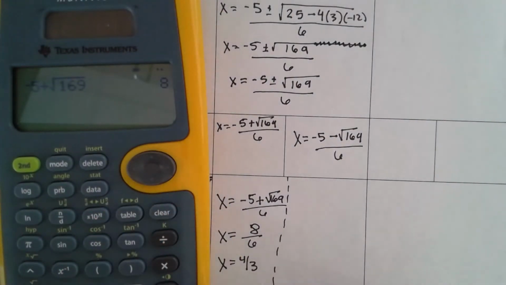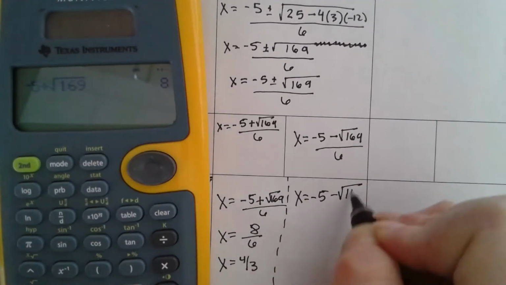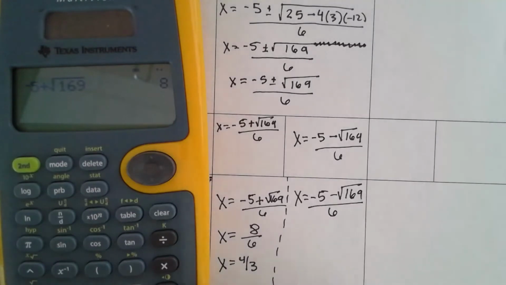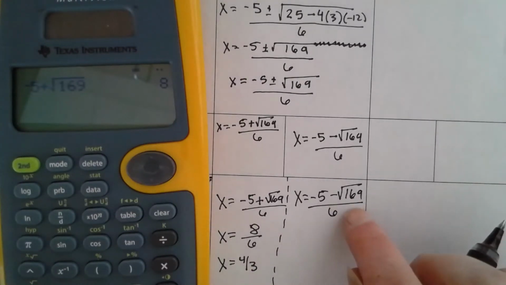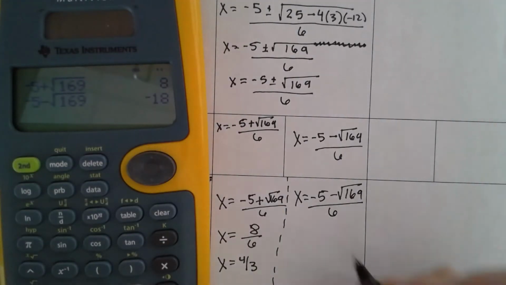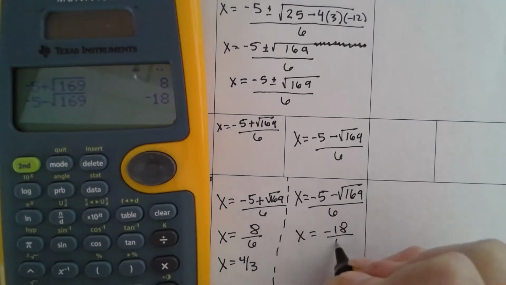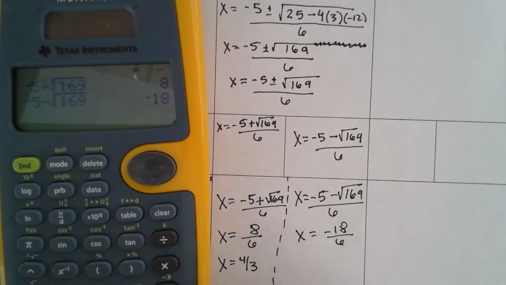On the next one, x equals negative 5 minus the square root of 169 over 6. I'm just going to type the top part in my calculator. Negative 5 minus the square root of 169. That's going to give me x equals negative 18 over 6. And then if we want to, we could simplify that. So I know 2 goes into both. That would be, oh, not 2, let's go with 3, right?